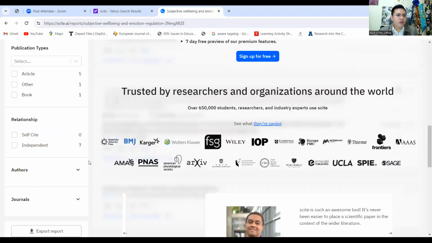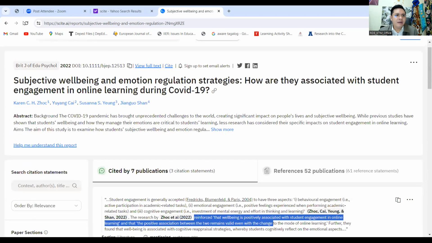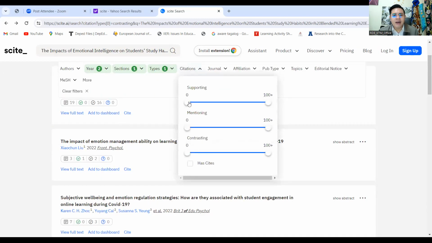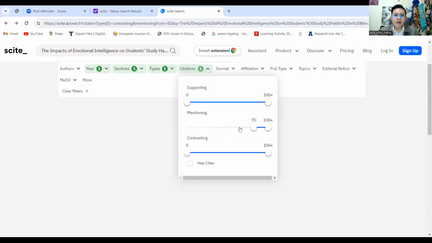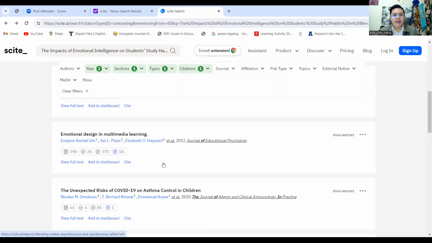Okay? So what is good with Scite is it can also help you generate better literature for your research paper. In fact, you can click on the papers that support, mention, or contrast. Suppose we go to mentioning. So there are papers that mention the topic.